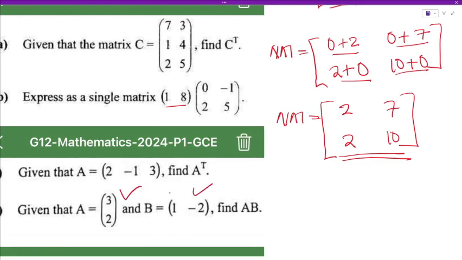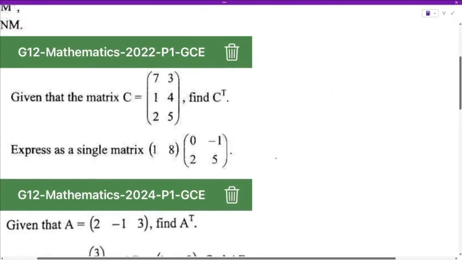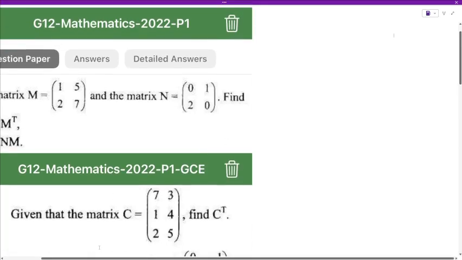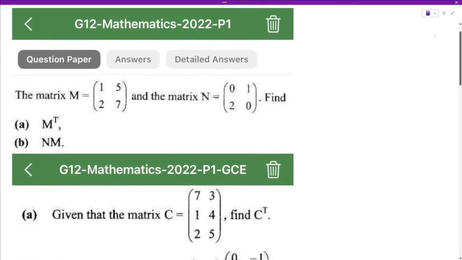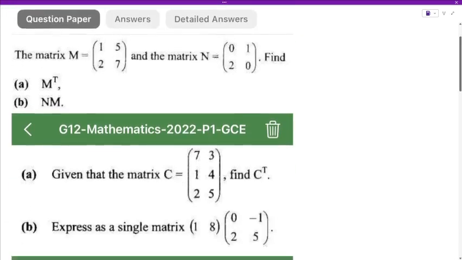This is where students have challenges multiplying such types of matrices, but I'll show you how you can easily multiply. So if both matrices you're multiplying are 2 by 2s, your final answer will also be a 2 by 2. Then for the other matrices, I will show you how to figure out the order of the final matrix. That way you have a guide on how to solve the question.